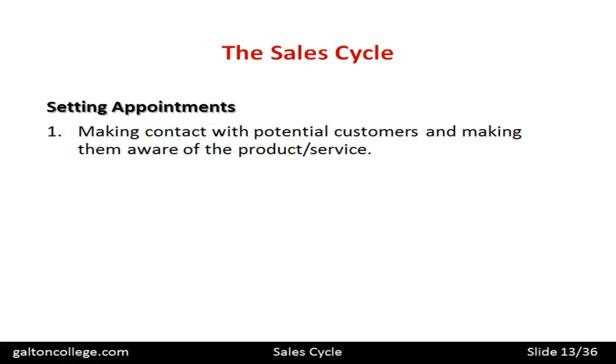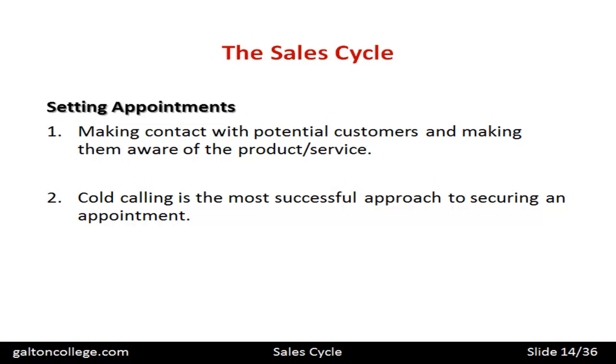The next one is setting appointments. If you look back on the diagram we had, the next one is setting appointments. Making contact with potential customers and making them aware of the product. So having discovered who the customers are likely to be, then contact them and make them aware of the product.